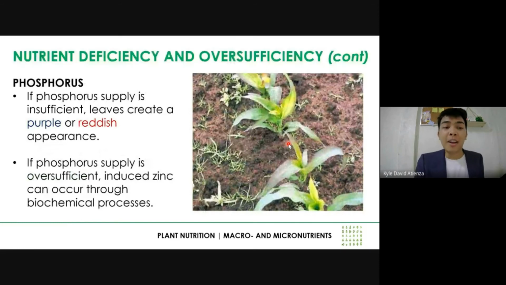The next macronutrient is phosphorus. If phosphorus supply is insufficient, leaves take on a purple or reddish appearance. And if phosphorus supply is oversufficient, induced zinc deficiency can occur through biochemical processes. In the illustration presented here, you can see that the leaves of the plants are turning red. This is because there is an insufficient supply of phosphorus.